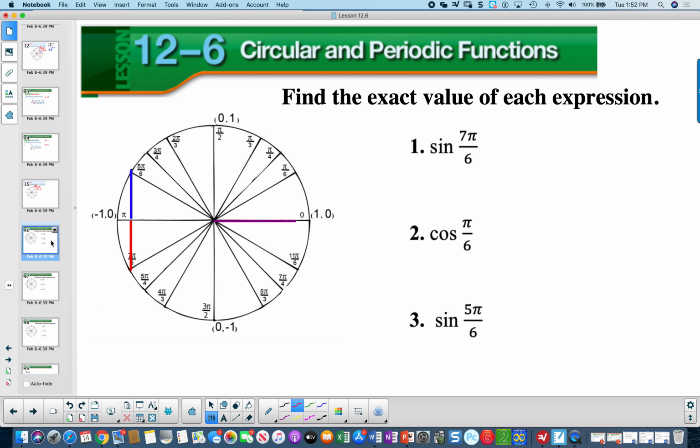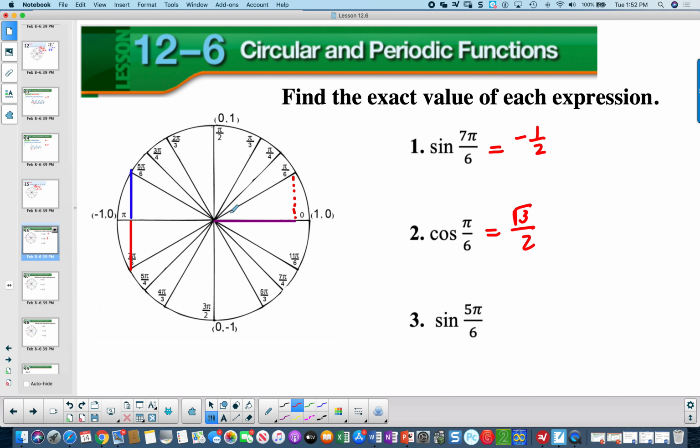Okay, so let's take a look at evaluating. Evaluate the sine of 7 pi over 6. And 7 pi over 6 is right here, this red thing, and it's a sine, so it's a y-coordinate. It's the short leg, and I know that a short leg is 1/2, but because we're in the third quadrant, it will be negative. Now, the cosine of pi over 6, here's pi over 6 right here, and we want the cosine, so we just want this x-coordinate. This is the long leg, and the long leg is root 3 over 2.